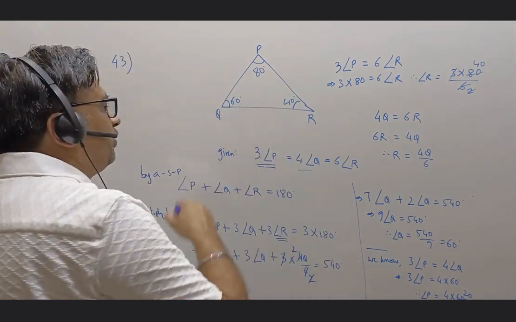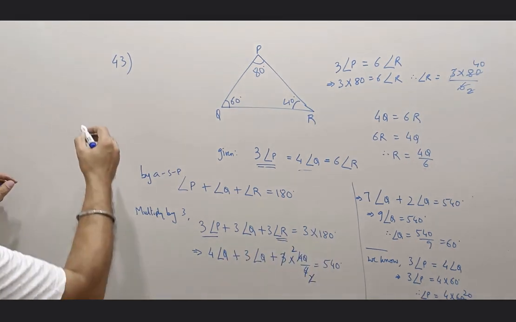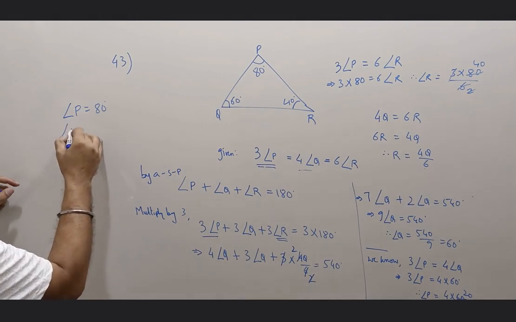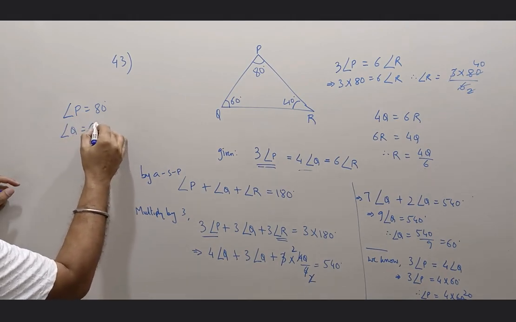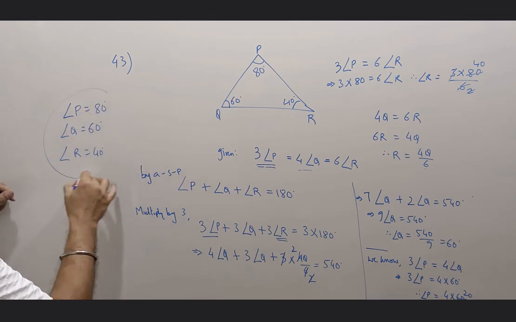You can verify when you add all 3, you will get 180 degrees. So what do we get? Angle P is equal to 80 degrees, angle Q is equal to 60 degrees, and angle R is equal to 40 degrees. That's the answer.